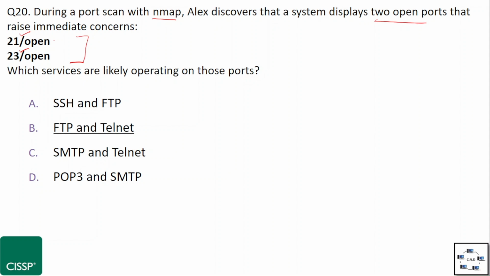And the correct option is FTP and Telnet. So FTP runs on port 21 and Telnet runs on port 23. While SSH uses port 22 and SMTP uses port 25. POP3, I think, uses port 110.